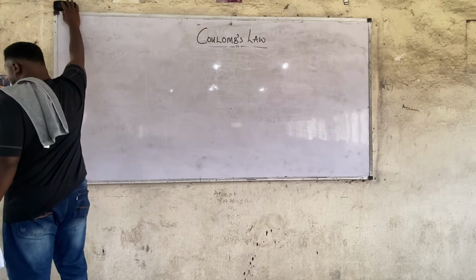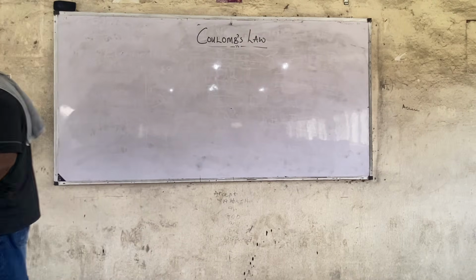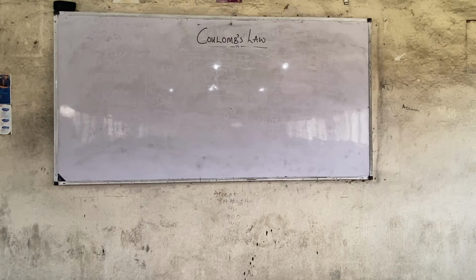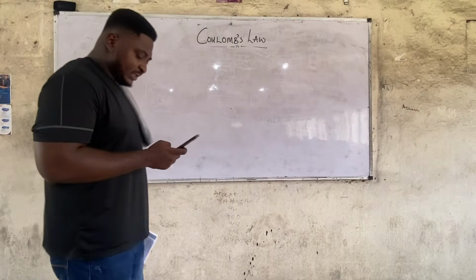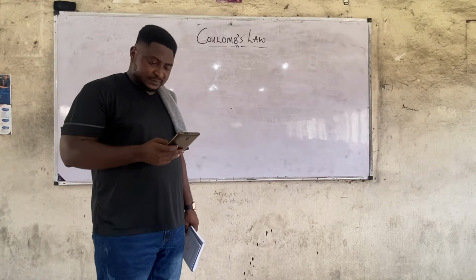I'll come again. Calculate the value of two equal charges if they repel each other with a force of 0.1 Newton when situated 50 centimeters apart in vacuum.